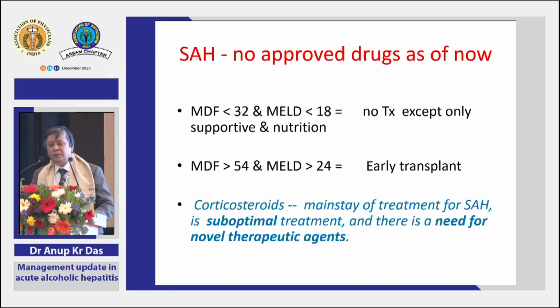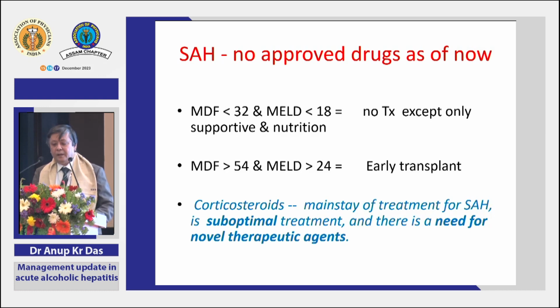Regarding treatment, there are no approved drugs as of now. Now, if the Madrid score is less than 32 and model of end-stage liver disease is less than 18, there is no treatment except supportive treatment as well as nutrition, which is very important.